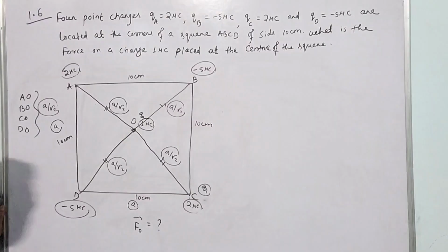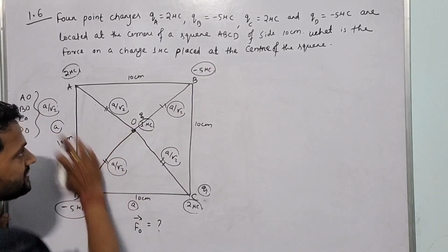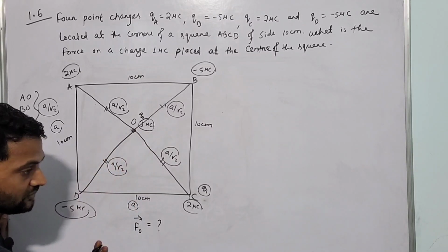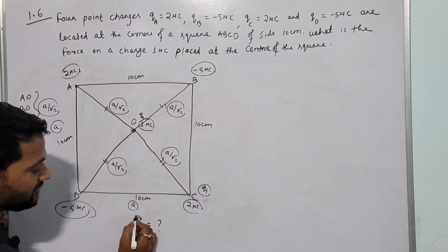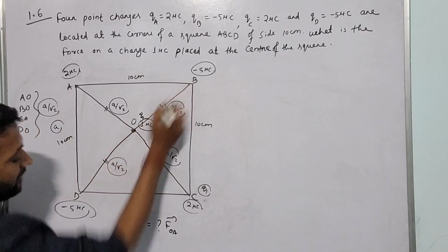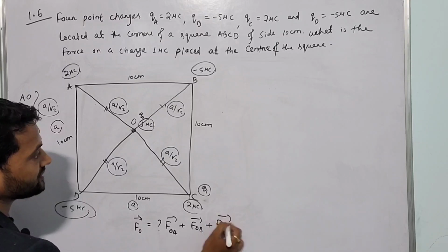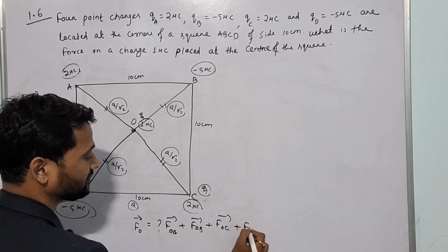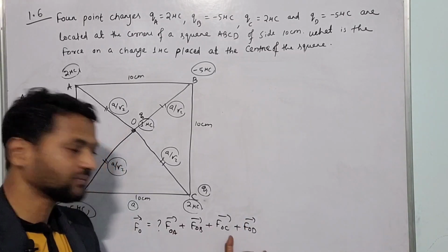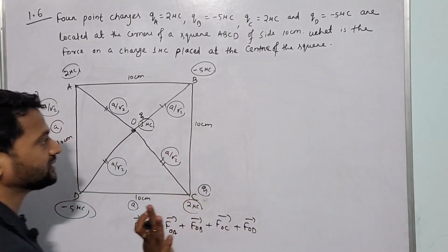Clear till here? So here we will find the force on O, the force on 1 microcoulomb. Since there are 4 charges, we will get 4 forces on 1 microcoulomb, and we have to add them vectorially. That means the force on O is equal to the force on O due to A plus the force on O due to B plus the force on O due to C plus the force on O due to D, right? So even without calculating the magnitude of force we can get the answer within 10 seconds. We will calculate the magnitude later, okay?